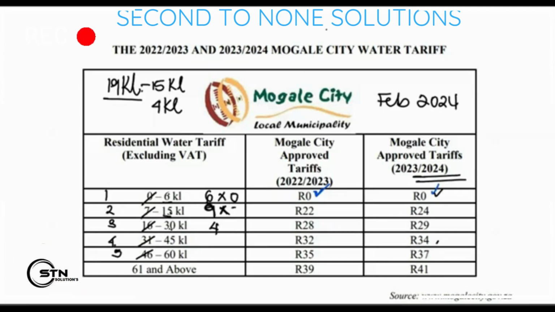So we shall get 9 times 24. Come to 4. So in other words, someone who did 6 times 0 plus the 9 times 24 plus the 4 times 29. Remind you, as you add, these numbers here should add up to 19. So 6 plus 9 plus 4, they should give you 19. Remember the 19, these are the kiloliters that were used.